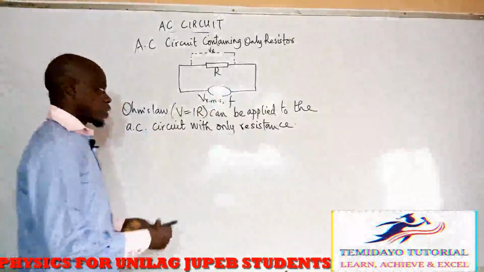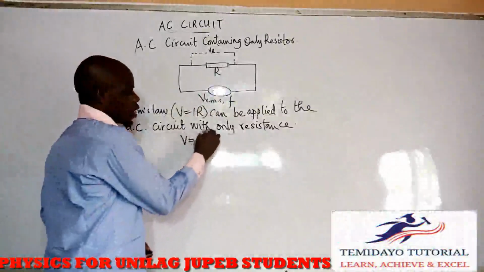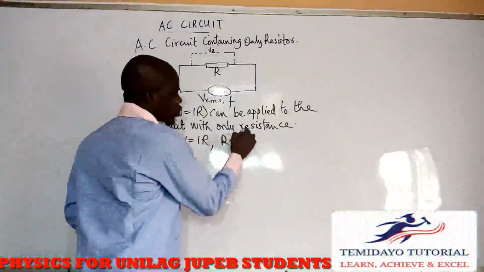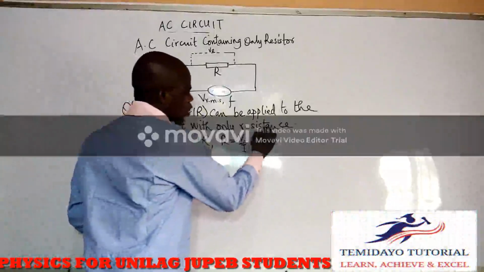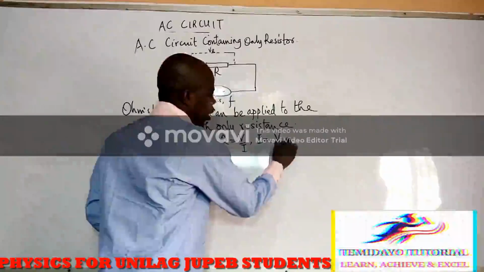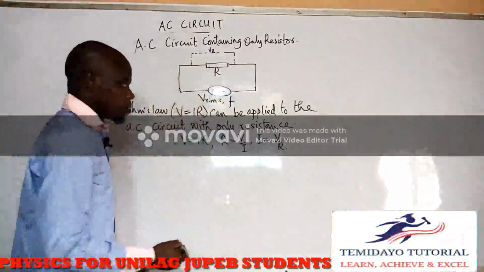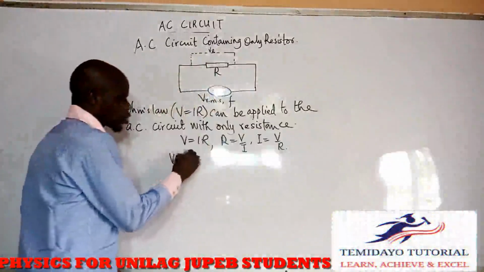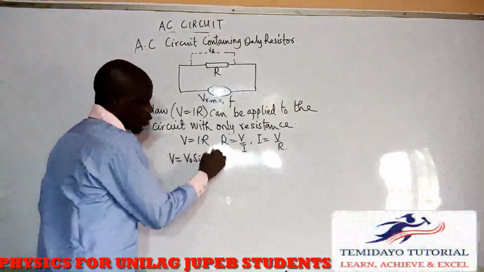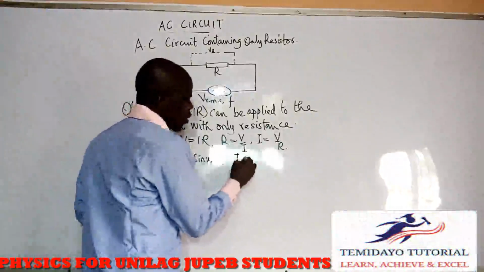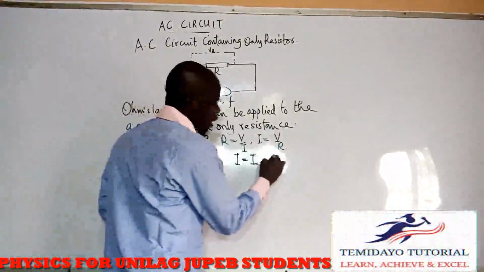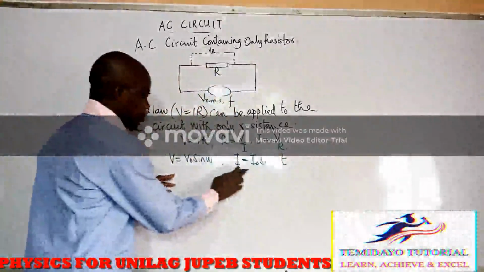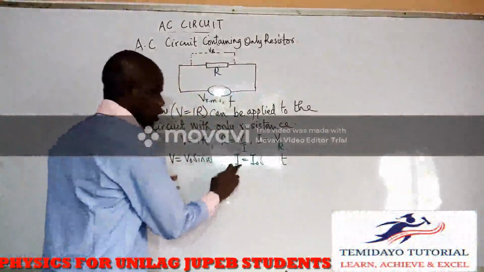And from Ohm's law, we have established the fact that V is equal to IR. What is R? From V = IR, R is equal to V over I, and also I is equal to V over R. Now, in an AC circuit, we have established the fact that V is equal to V naught sine omega t, and I is equal to I naught sine omega t. This is our instantaneous voltage and instantaneous current.